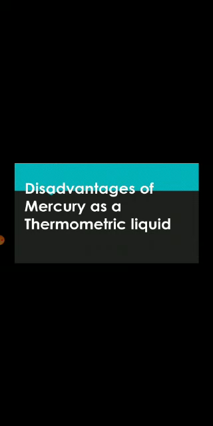And mercury is very expensive. So this is another disadvantage. And the third one: it freezes at minus 39 degrees Celsius. So it cannot be used to measure temperatures below minus 39 degrees Celsius, right?